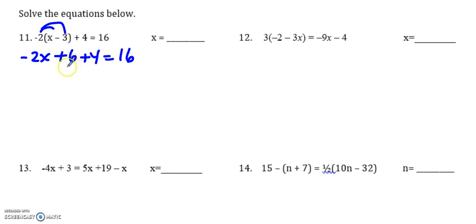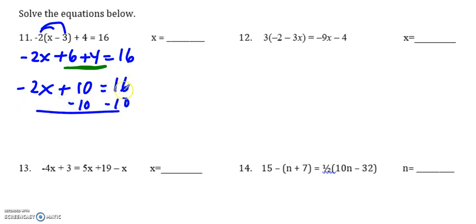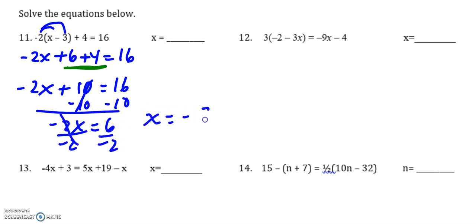Before you move anything, please, oh please, combine like terms on the same side. So you would get negative 2x plus these two together, 10 equals 16. Subtract that 10 over. Negative 2x equals a positive 6. Divide by negative 2. So x is negative 3.